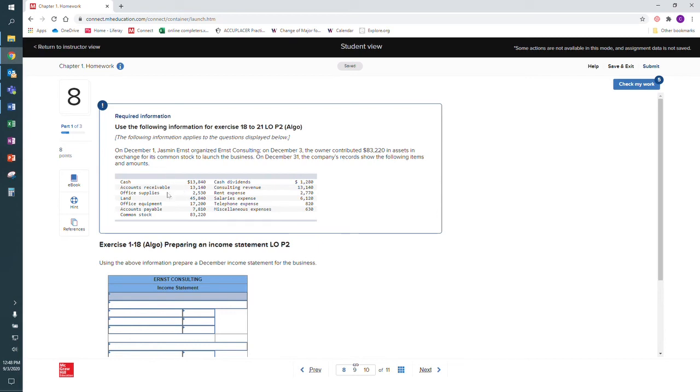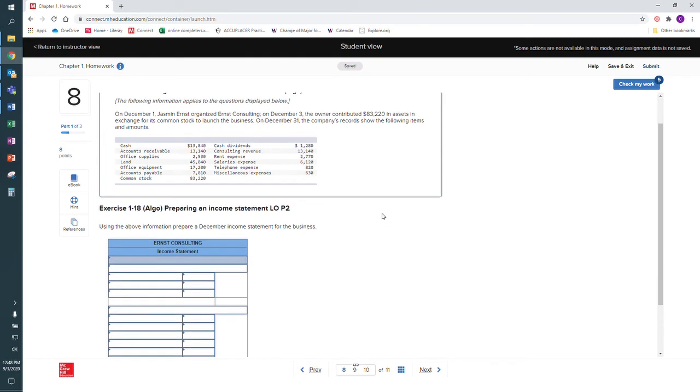Or you can look through here and say, okay, I know what goes on the income statement is revenues and expenses, so I need to find which of these are revenues and expenses. That's the approach that I'm going to take today.